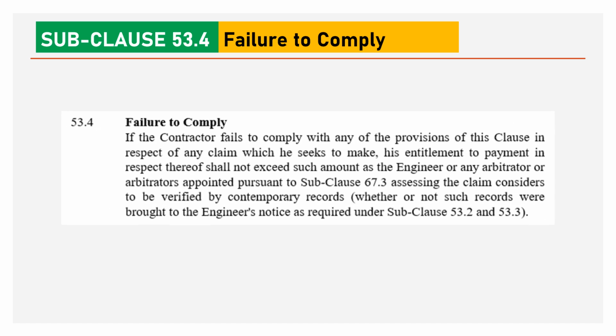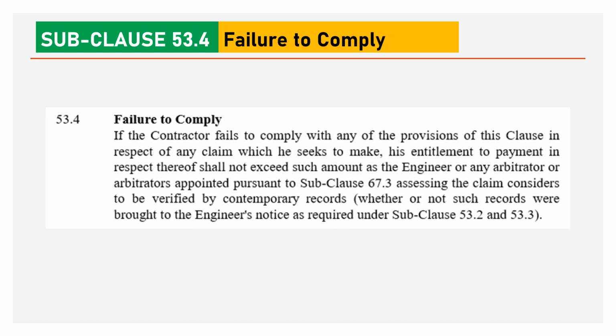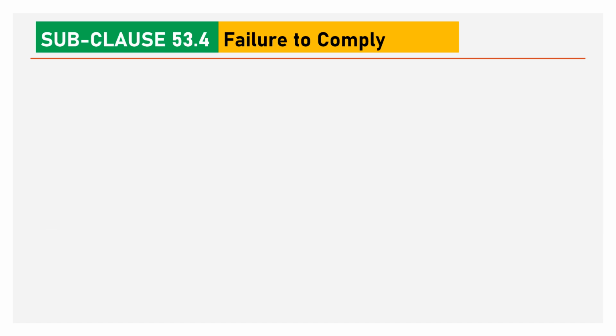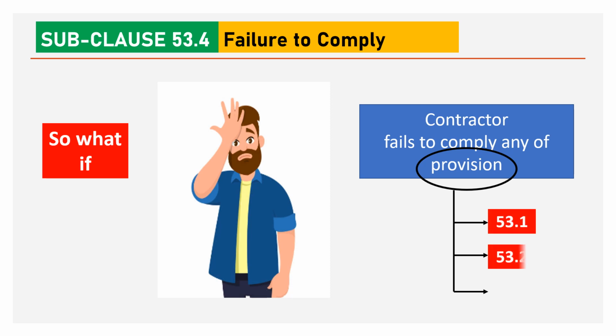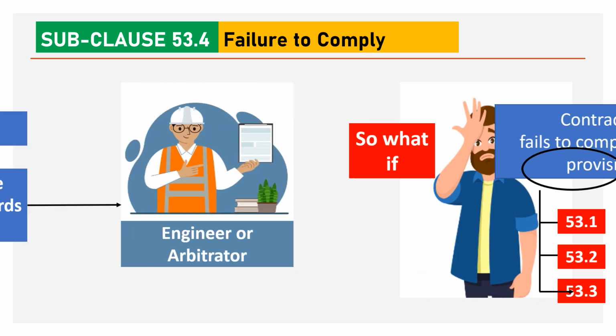Subclass 53.4 failure to comply. This subclass provides a remedy when the contractor fails to follow the procedure provided in subclass 53.1, 53.2 and 53.3. So what if the contractor fails to comply with any of the provisions of 53.1, 53.2 and 53.3?